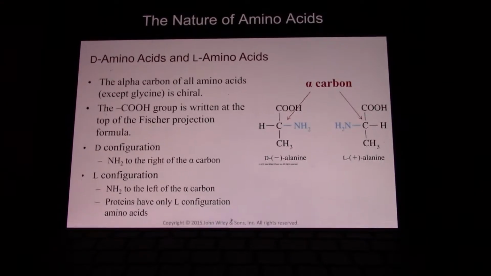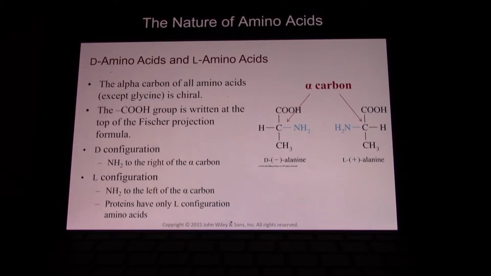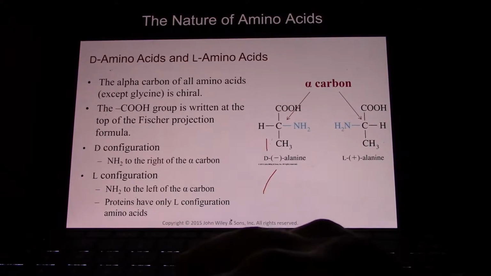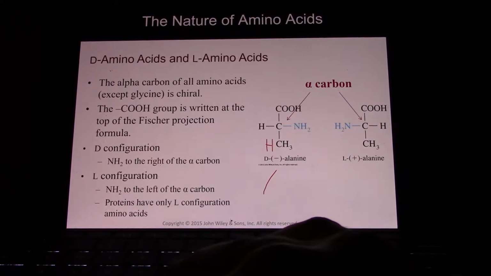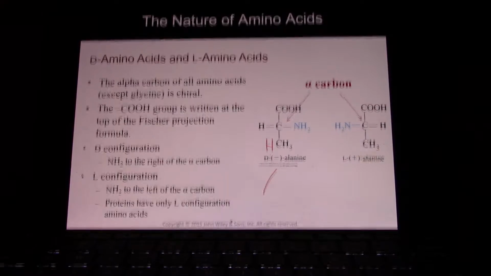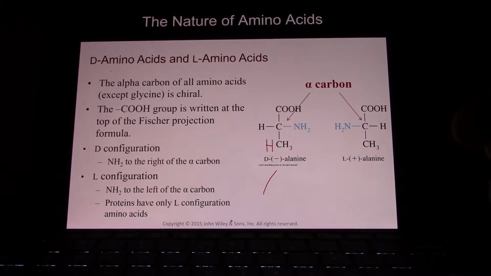The nature of amino acids. Here we see D amino acids and L amino acids, and remember seeing D and L when we talked about stereoisomers. The alpha carbon of all amino acids is chiral with the exception of glycine, because in glycine you have a hydrogen here, and you have a hydrogen over here. And so in glycine, that's the one case where you don't have four completely different things coming off the central carbon, or the alpha carbon, and so glycine is not chiral.